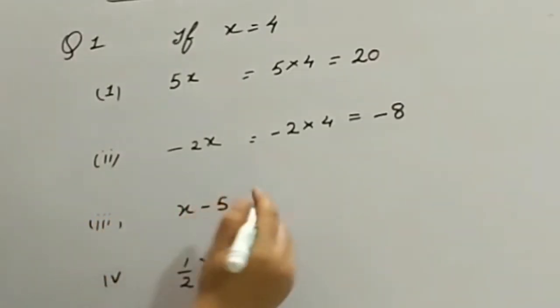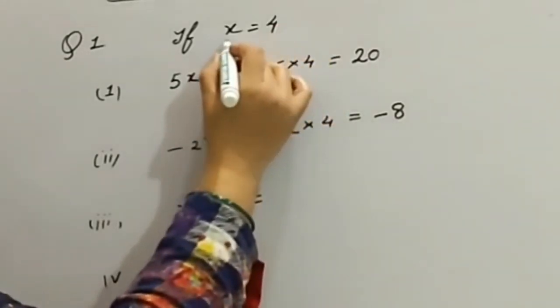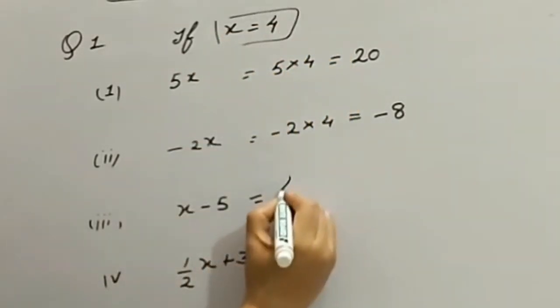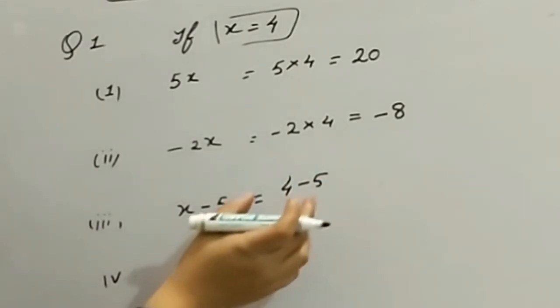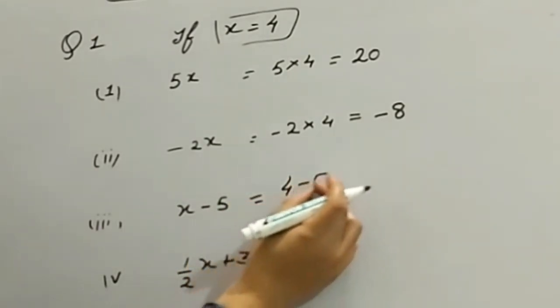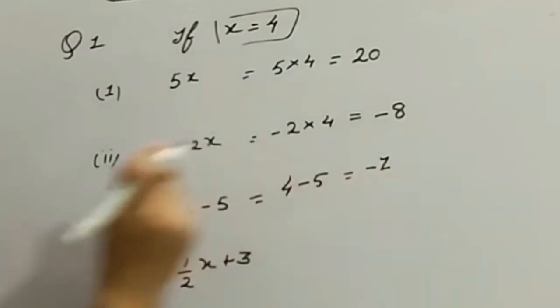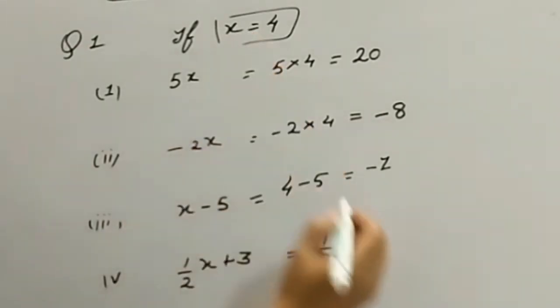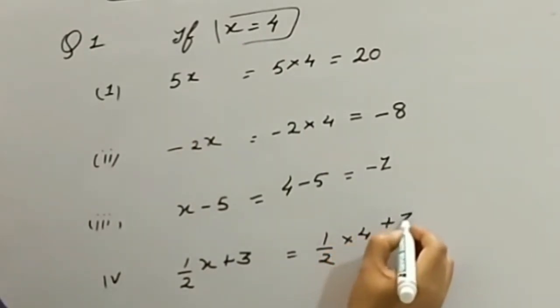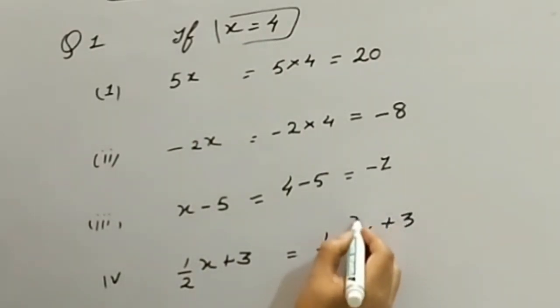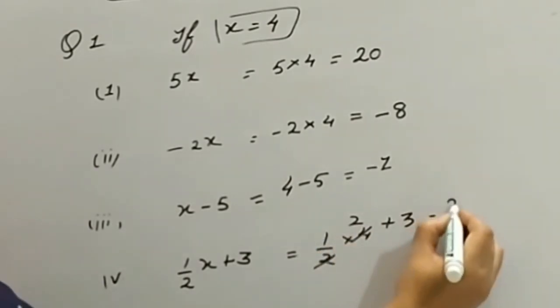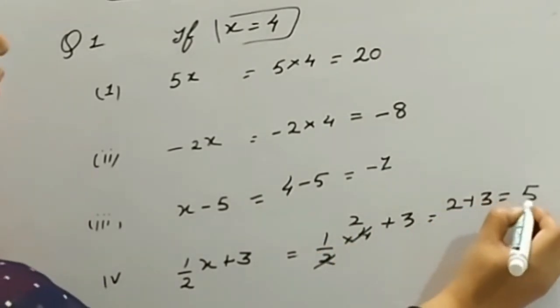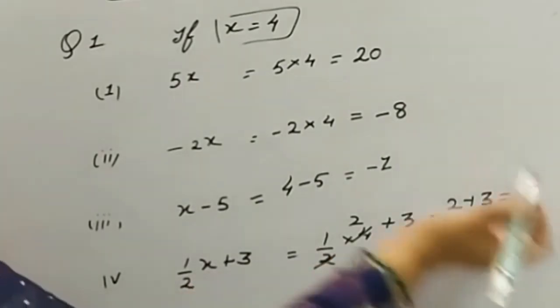Likewise, x minus 5. What is x? Substitute x equal to 4. So 4 minus 5. Again, using the property of integers, 4 minus 5 equals minus 1. So the concept of integers should be very clear before dealing with all these sums. Moving on to the next one. 1 by 2 into x. What is x here? 4. Substitute 4, plus 3. Cancel them, 2 times 2 is 4, so it becomes 2 plus 3. Hence the answer is 5, or the value of this expression is 5.